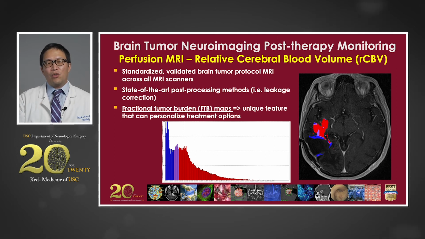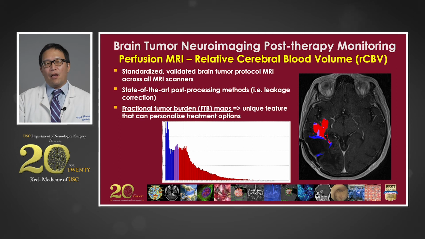And another real interesting outgrowth of this are what we call these FTB or fractional tumor burden maps. And so this is that same image of that patient I showed you where we were concerned about post-treatment radiation effect versus progressive tumor. We were suspecting progressive tumor, but we weren't quite sure how much of it was tumor and how much of it was post-treatment radiation effect.